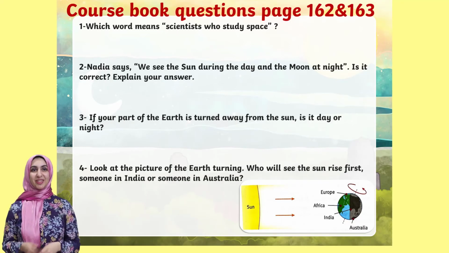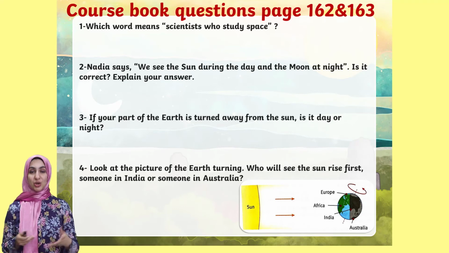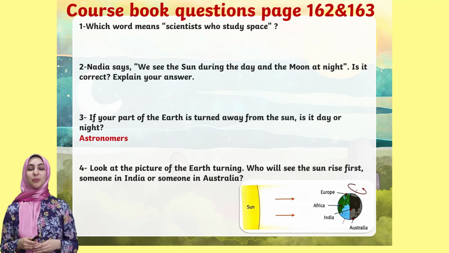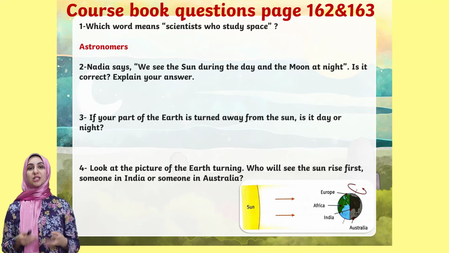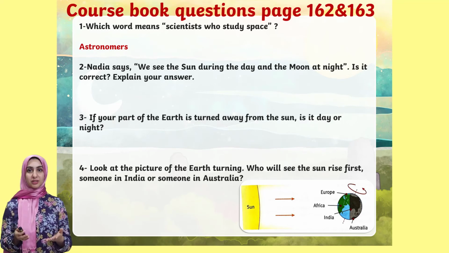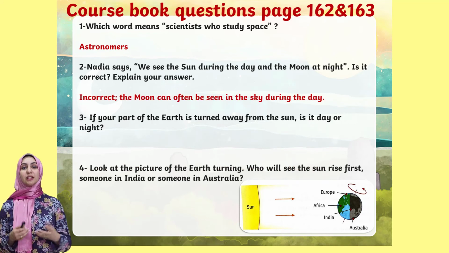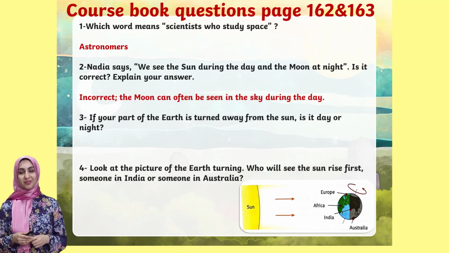Okay guys, the time is over. Let's check the answers. For question number 1, which word means scientists who study space? Yes, astronomers. Question number 2, Nadia says, we see the sun during the day and the moon at night. Is it correct? Explain your answer. Yes, of course, it is incorrect. Why? Because the moon can often be seen in the sky during the day. Right?